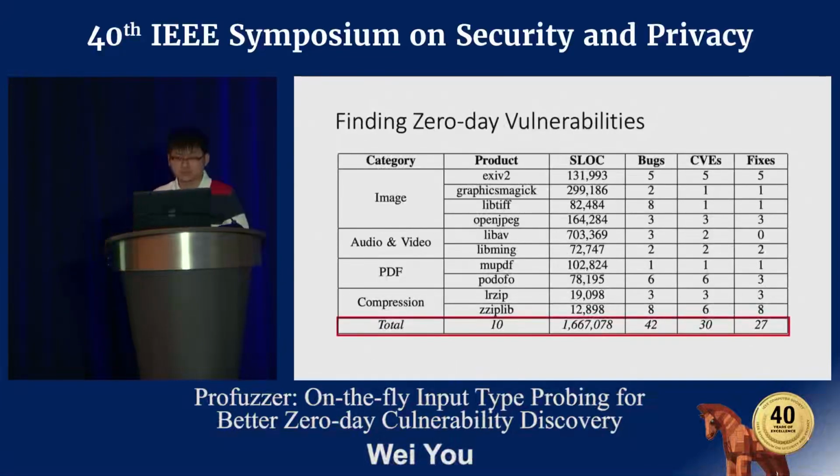And the second one is finding zero-day vulnerabilities. We run ProFuzzer on 10 extensively tested real-world applications. These applications cover different categories, including image, audio and video, PDF, and compression. So within 2 months, 42 zero days are discovered, with 30 of them awarded by CVE.